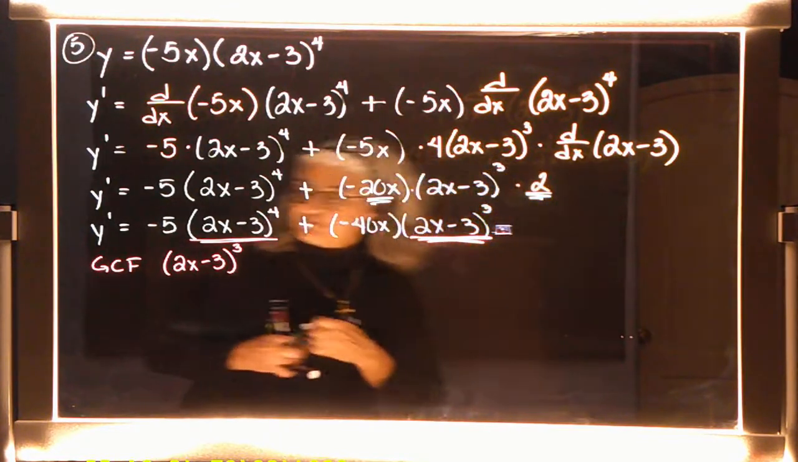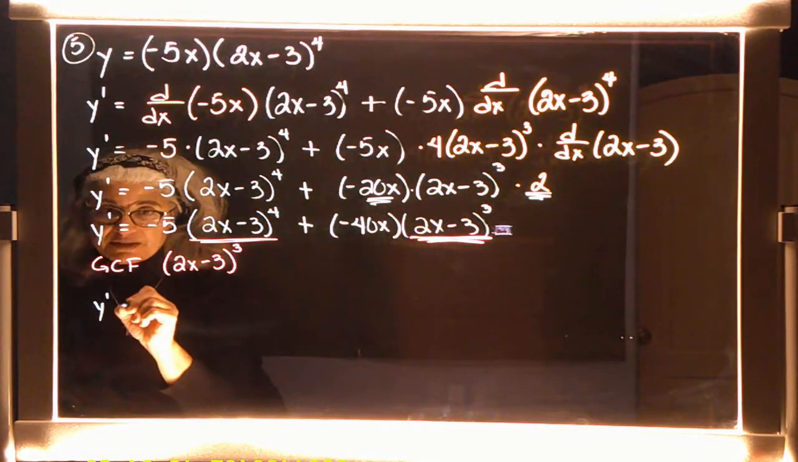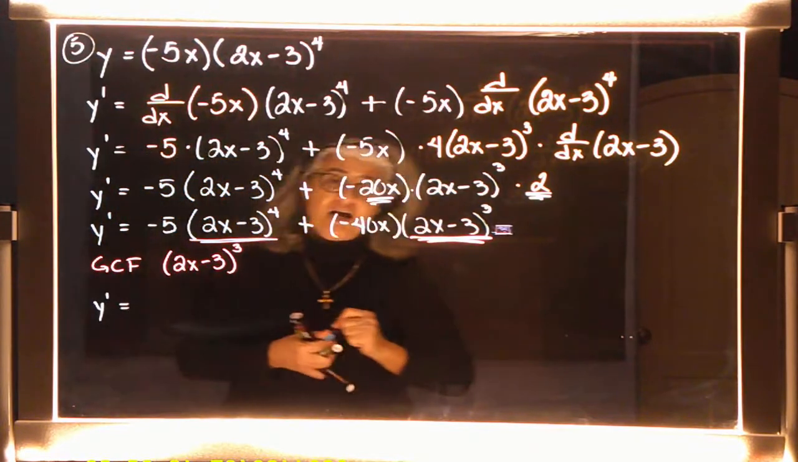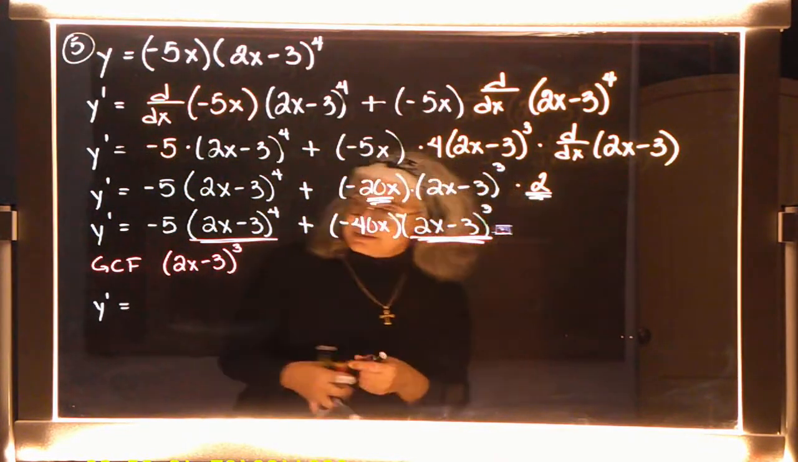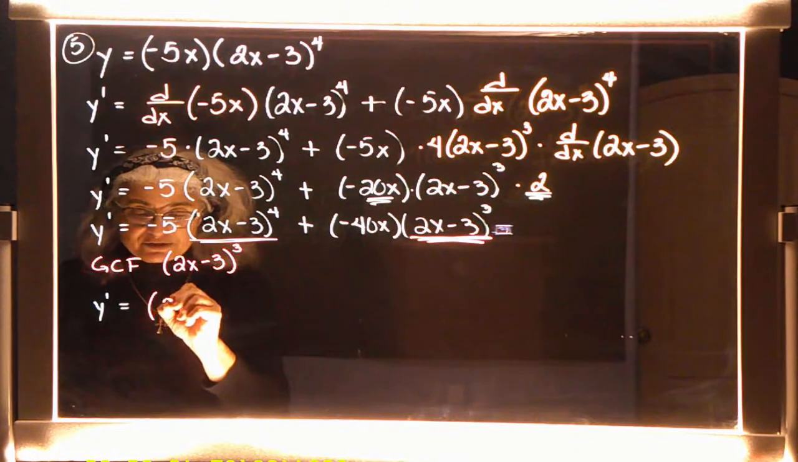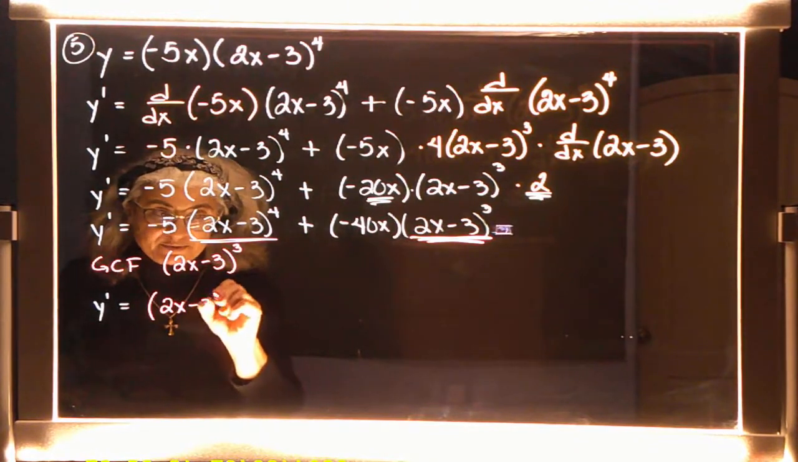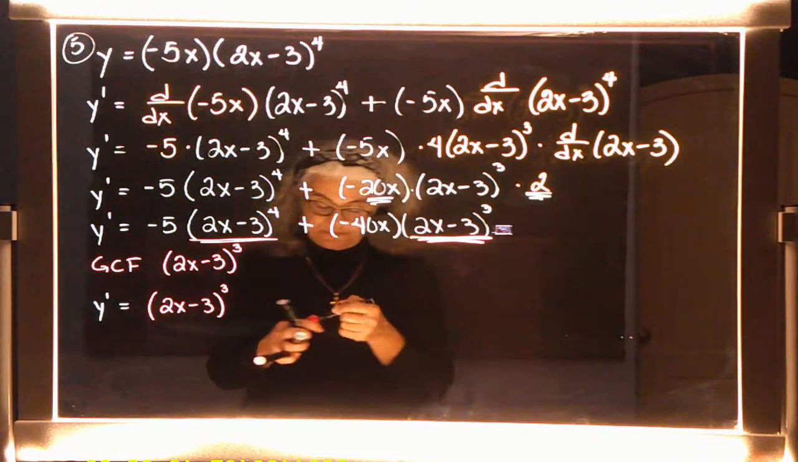Okay. So, and by the way, if you just want to watch at this point, that's totally fine. Just watch. So, y prime is equal to, I am going to factor out that greatest common factor of 2x minus 3 to the power of 3.